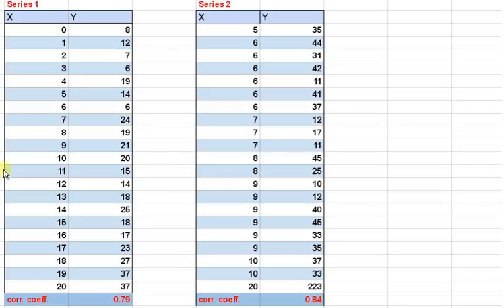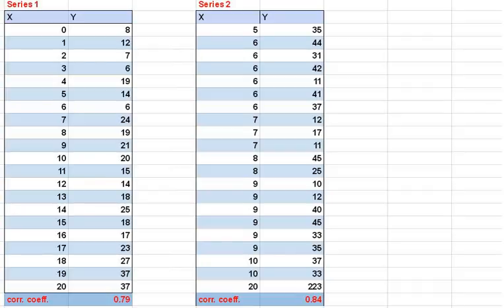So here we have two series, Series 1 and Series 2, basic XY series in both cases. And we put the correlation coefficient in at the bottom. These are calculated with the standard correl function in Google Sheets and would be very similar in Microsoft Excel.